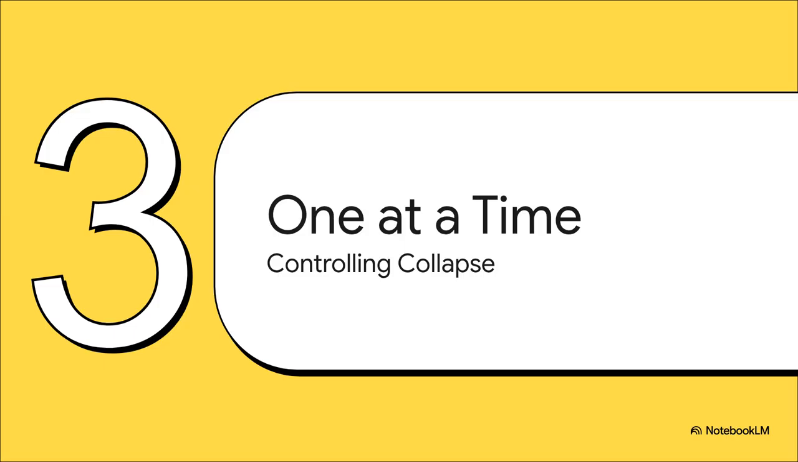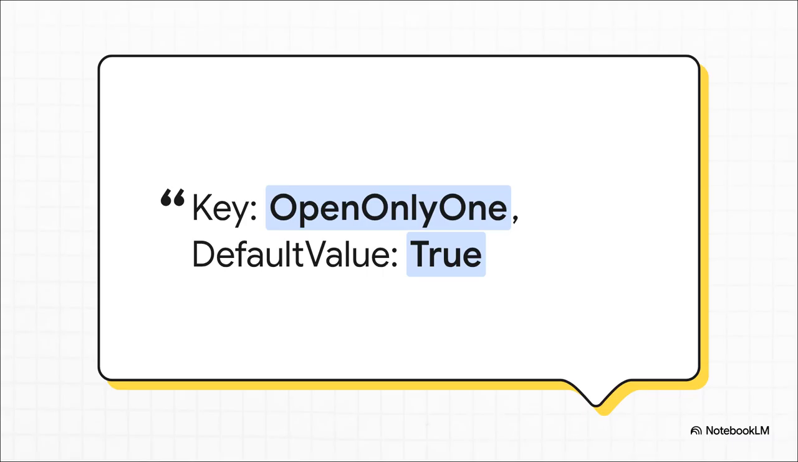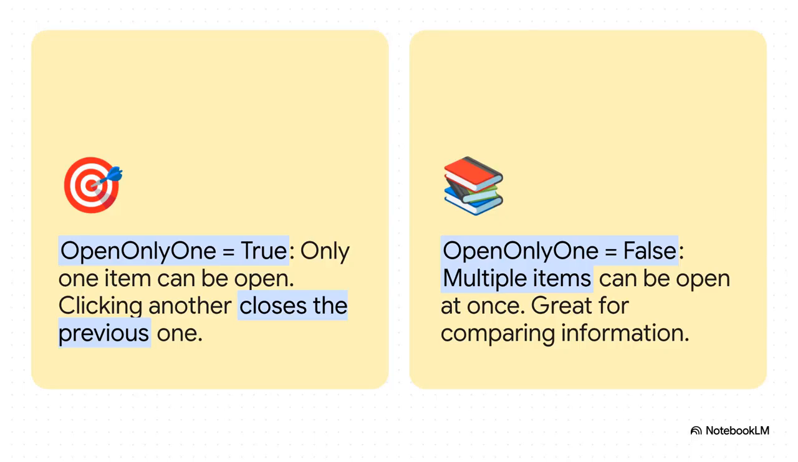Now, the first and maybe the most fundamental behavior you're going to want to control is this. Can users open up multiple panels at the same time or just one? And this entire behavior is handled by one single, simple property. OpenOnlyOne. And notice that its default value is set to true. That's because it enforces that really common, focused user experience where only one section can be open at any given moment.